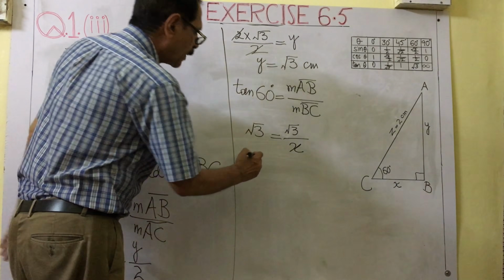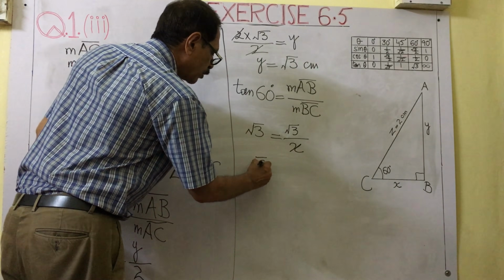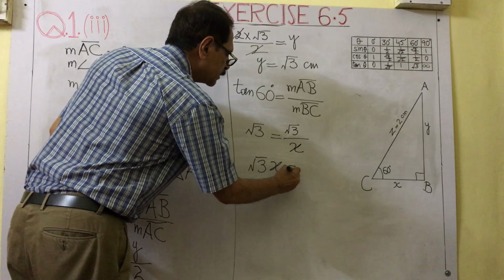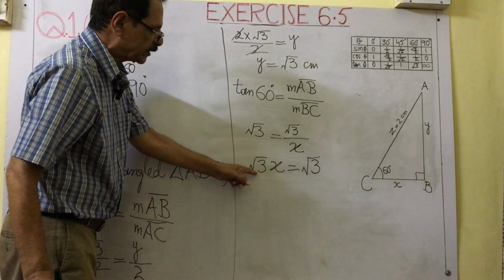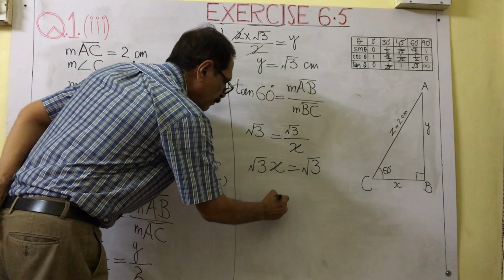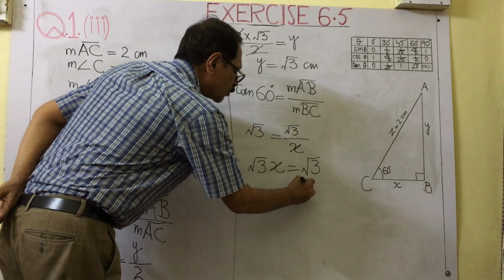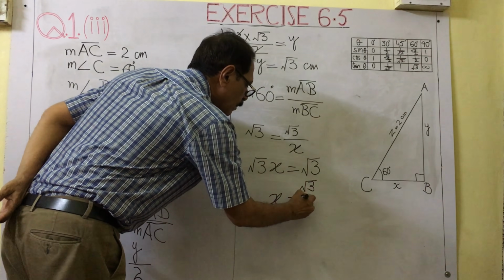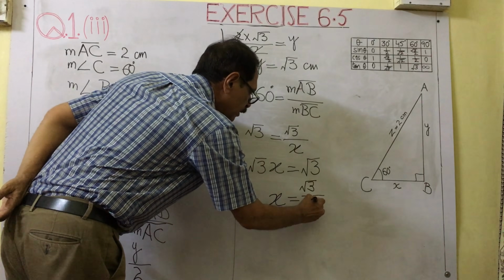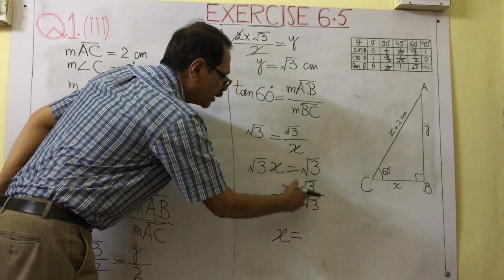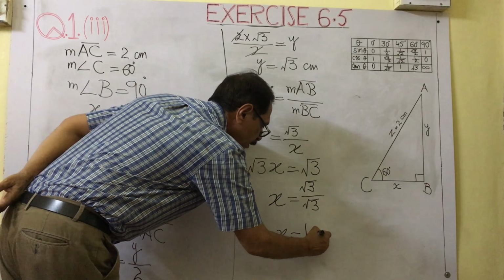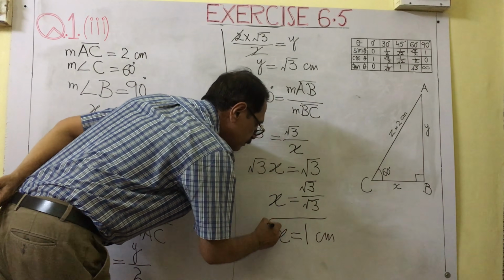By cross multiplying, square root of 3 x is equal to square root of 3. Dividing both sides by square root of 3, x is equal to square root of 3 over square root of 3. Same number divided by same number, the answer is 1 centimeter.